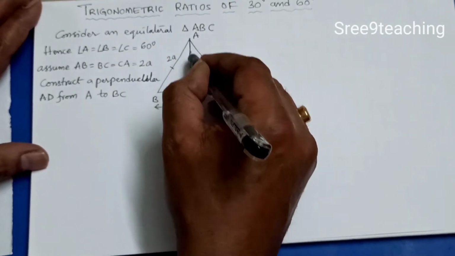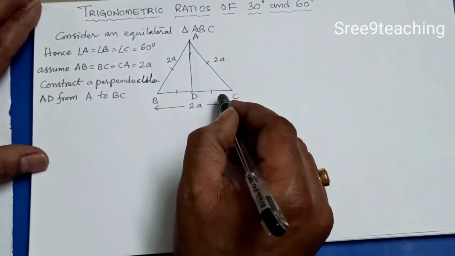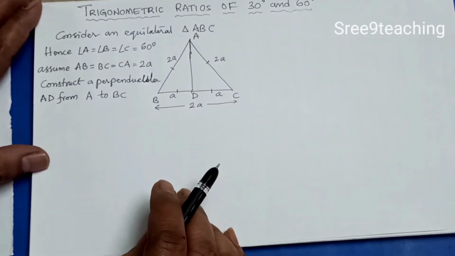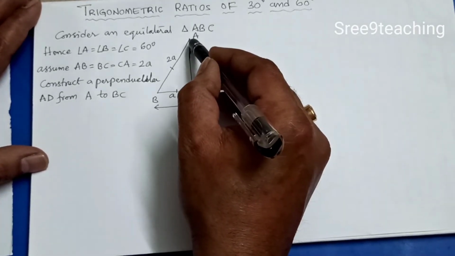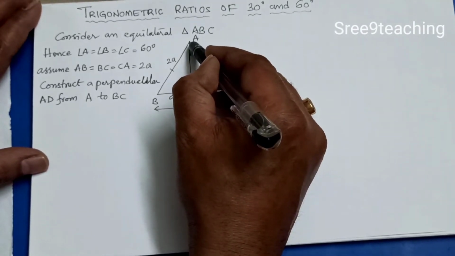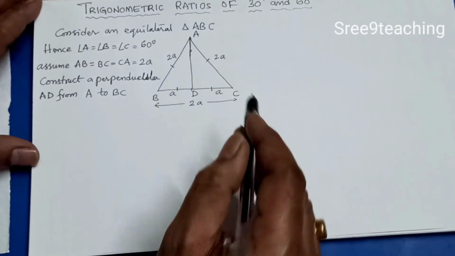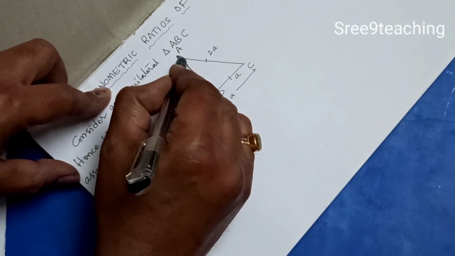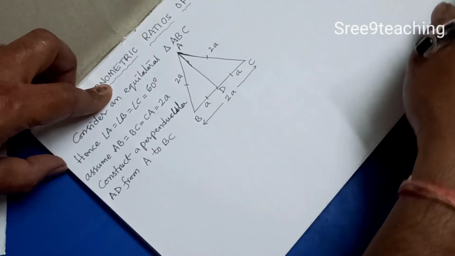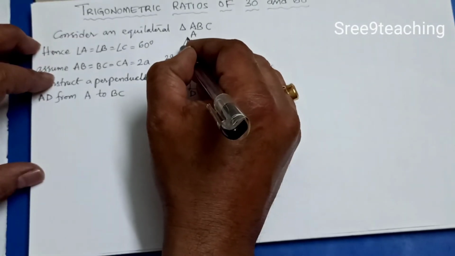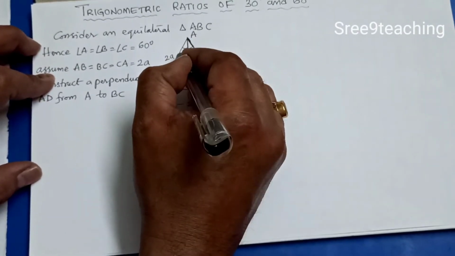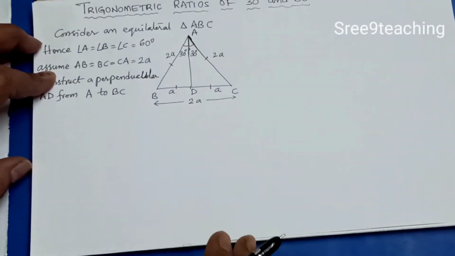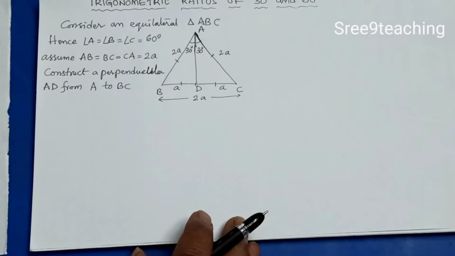As the perpendicular is dividing BC into two half parts, BD is equal to A and DC is also equal to A. And one thing you have to understand, this perpendicular acts as the angle bisector for angle A also. Hence, as this is 60 degrees, it will be divided into half, 30 degrees and 30 degrees. Okay, right, here I am writing.